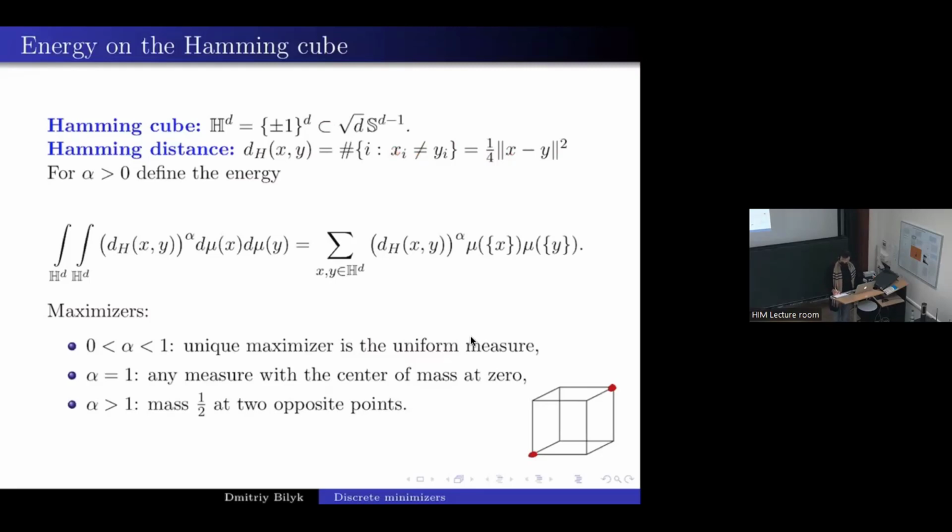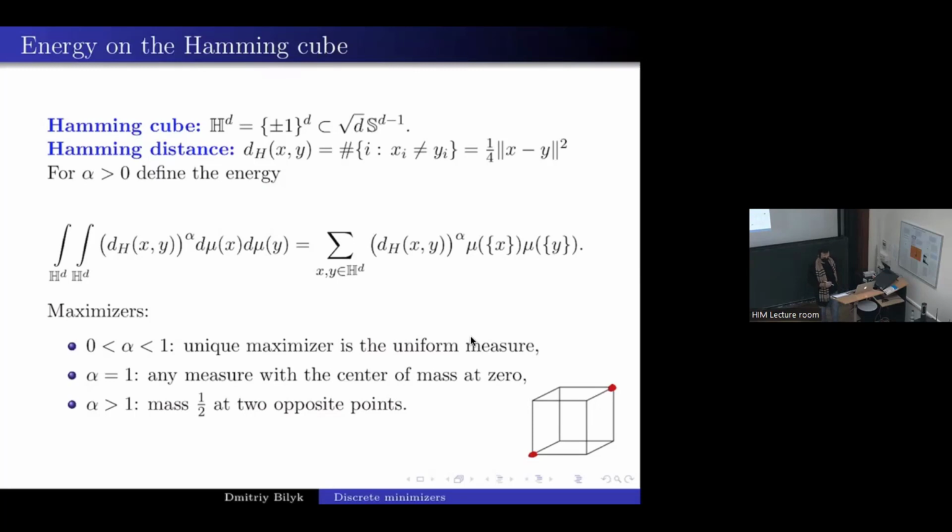Just because when the two coordinates are equal, then they contribute 0. If they're not equal, this contributes 4. Okay. So then you can just transfer the results that you know for the sphere. Only you need to divide the power by 2 because of this square here. So again, here for the Hamming distance, the phase transition is at alpha equal to 1.